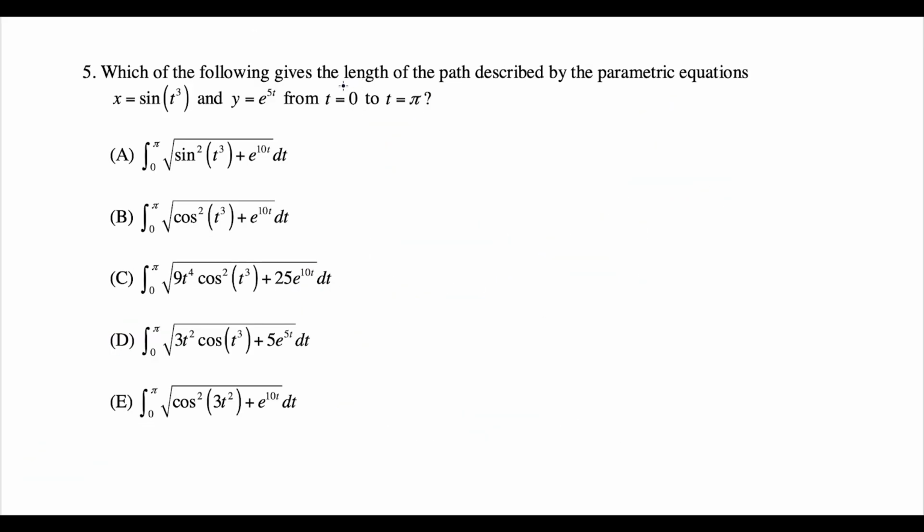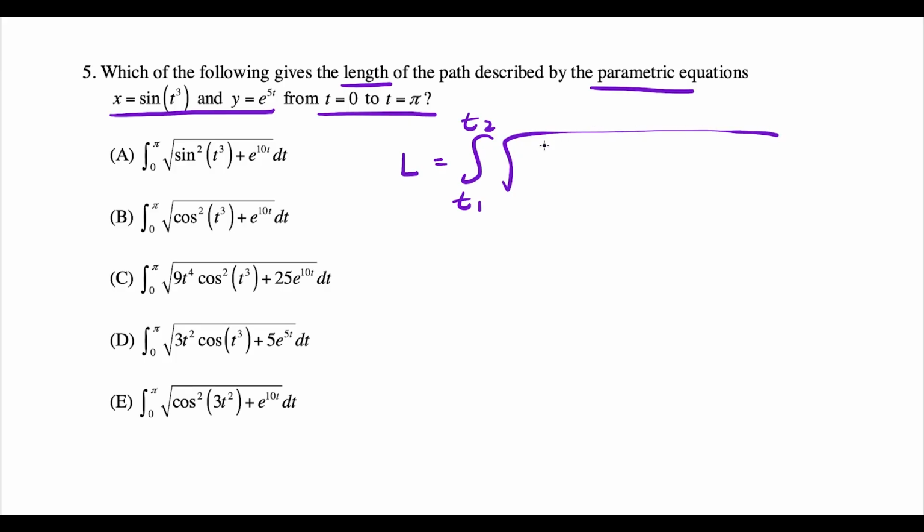For question 5, we want to find the length of this parametric curve, and we have the equations given here, and we're going from 0 to pi. So it's very important to show up to the AP test knowing all your formulas. So for something like this, to find the length of a parametric curve, we have the integral from t1 to t2, and we have the square root of dx dt squared plus dy dt squared.